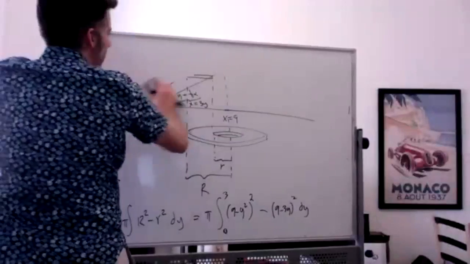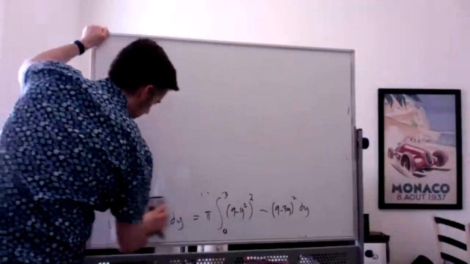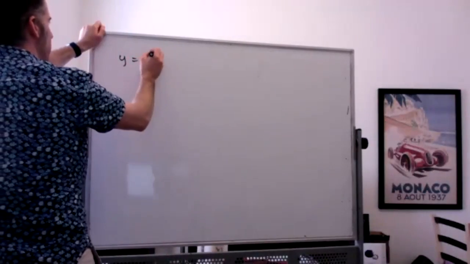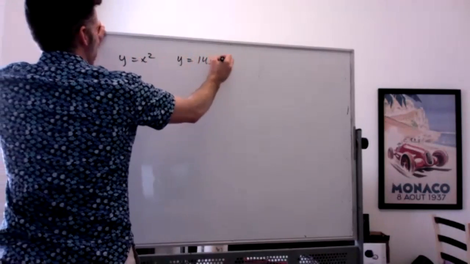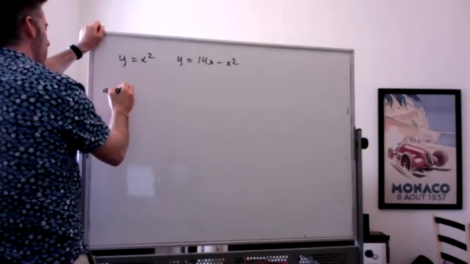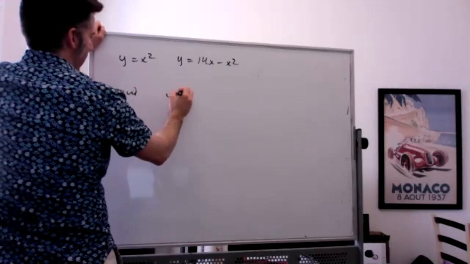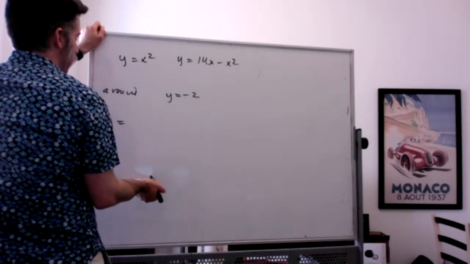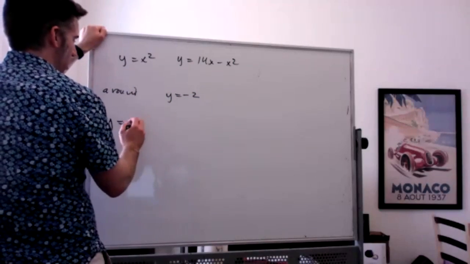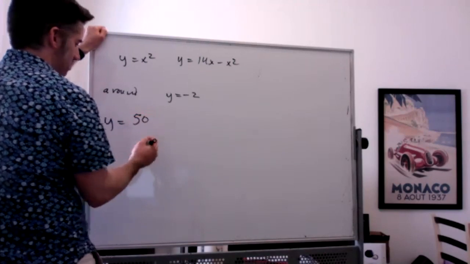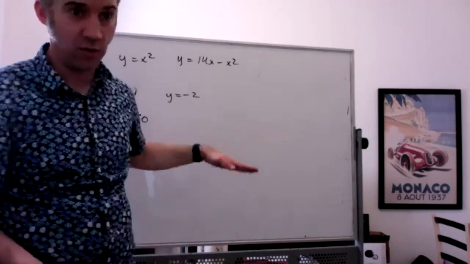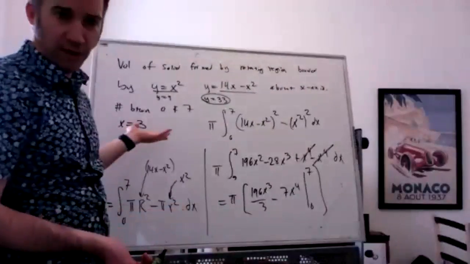So what if instead they told us, okay, I want to take this same region bounded by y equals x squared and y equals 14x minus x squared. And I want to go around, I'm going to try y equals -2 and y equals, that's a kind of big number, 50. Here's the thing: the reason that's a big number is because your axis of rotation shouldn't cut through your region. And this region, which I have erased, goes pretty high. It goes as high as 49.